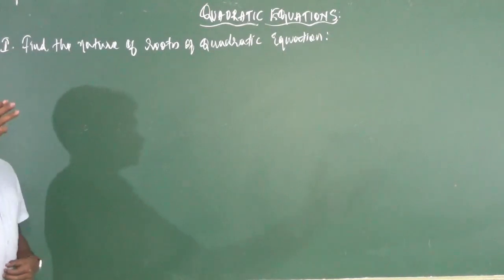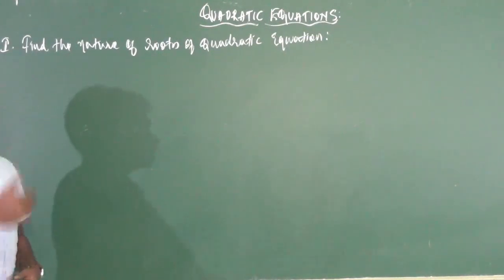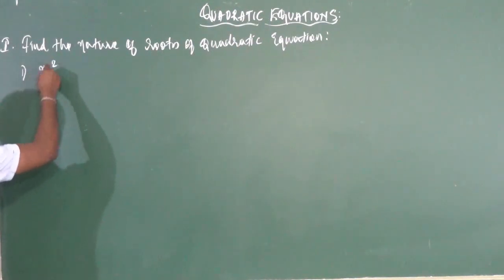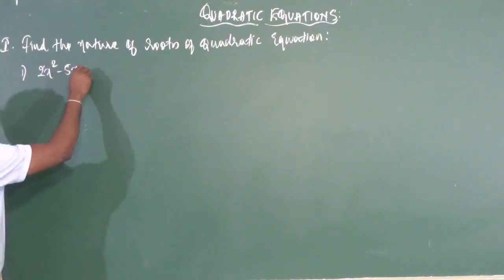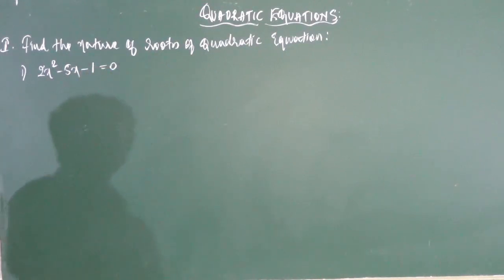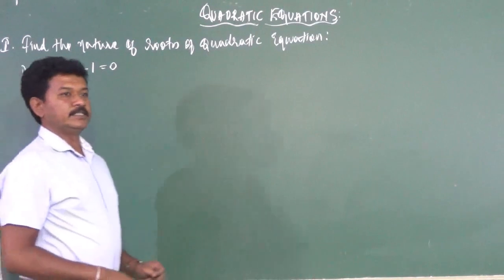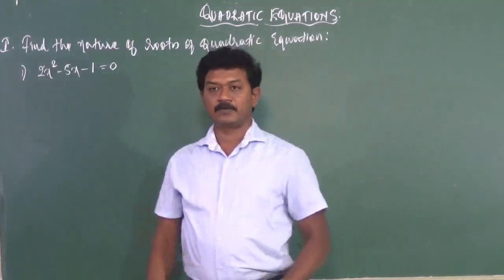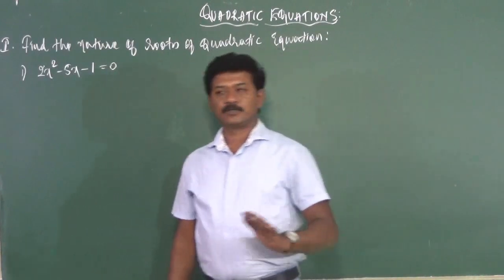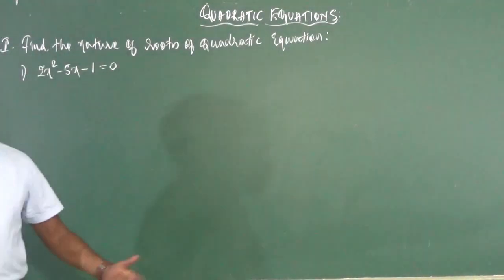Right. Can any student tell me one quadratic equation? 2x square minus 5x minus 1 is equal to 0. Alright, fine. So she has given me a quadratic equation which is already in the standard form. It's already in the standard form, so no need to bring it to the standard form.